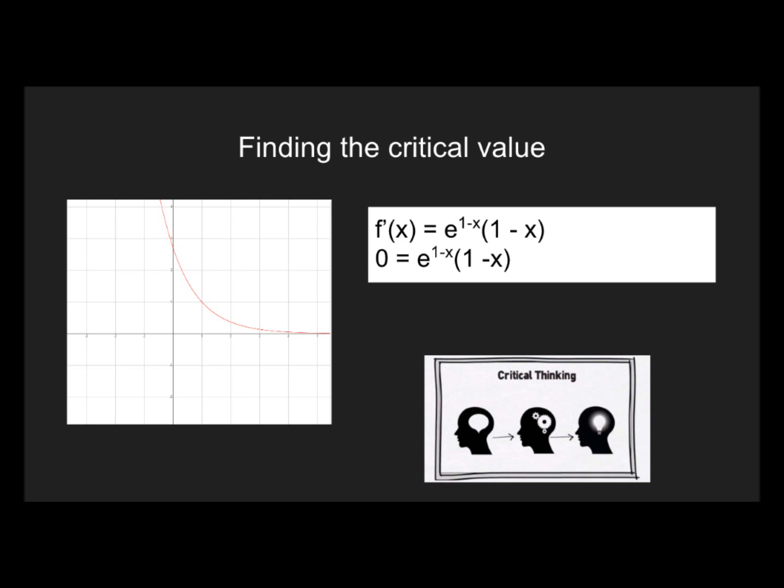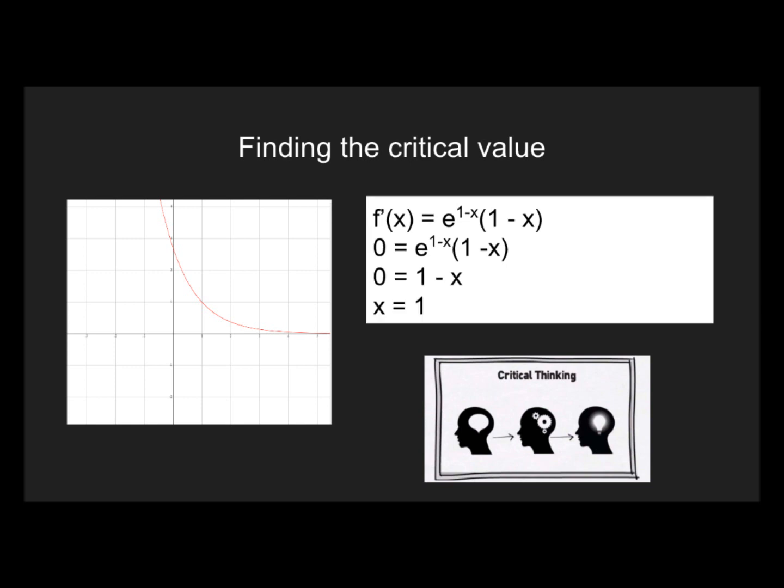Next, we want to find the critical value, and we do this by setting the first derivative equal to 0. When we do this, we see that e to the 1 minus x is never equal to 0. You can see that by looking at the graph of e to the 1 minus x, which is to the left. Therefore, we only want to analyze the second part, the 1 minus x. And when we solve for x, we find that there's a critical value at x equals 1.